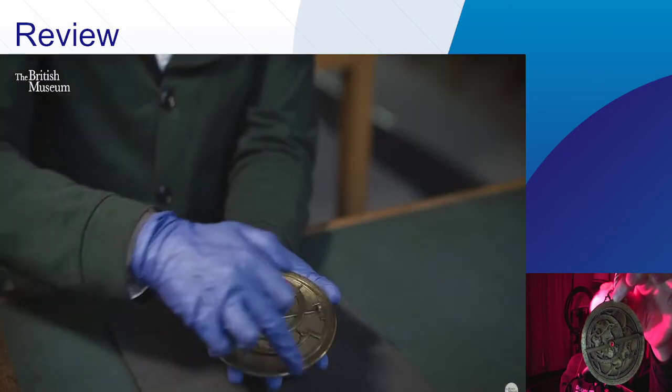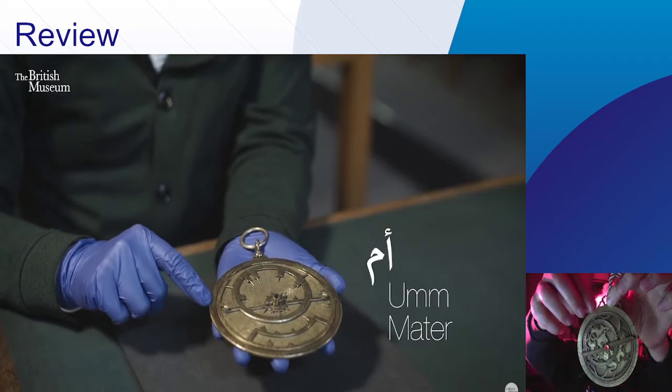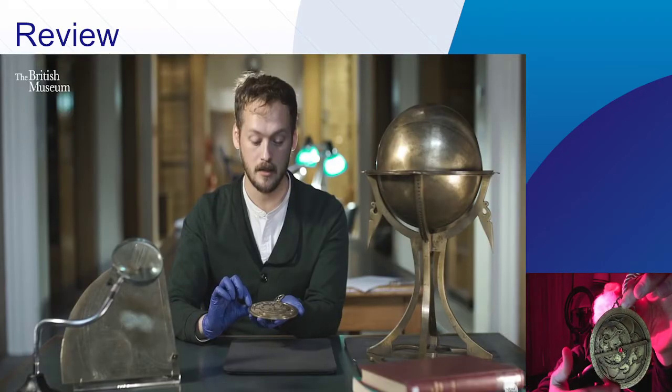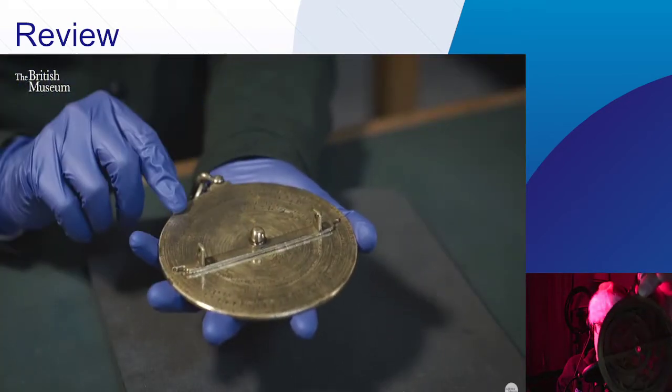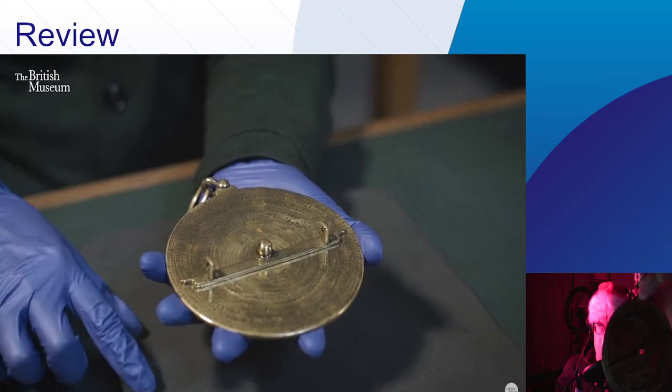Why is there a ring on top? Well, this is to hang it from, so you can hang it at eye level, so it's always flat. It shouldn't be swinging about. If you hold it in your hand, you're not necessarily holding it flat. This bit around the edge is the mother, the mater in Latin, and this holds everything together. And it has information, so it has the zodiac on the outside, it has times, it has days, it has all kinds of information.